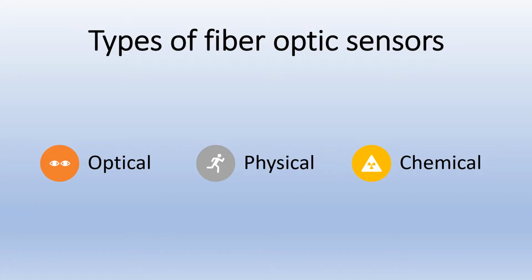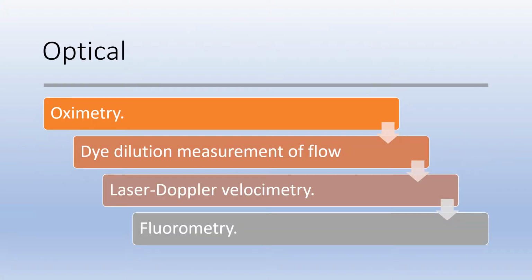There are different types of sensors. Today I will be explaining and giving an example of three of these types: optical, physical, and chemical. An optical sensor is a device that usually detects light and it sends its reading in an electrical form. For medicine, several types of optical sensors exist. One is oximetry, another is dilution measurement of flow, then laser Doppler velocimetry, and fluorometry as well. These are not the only ones.